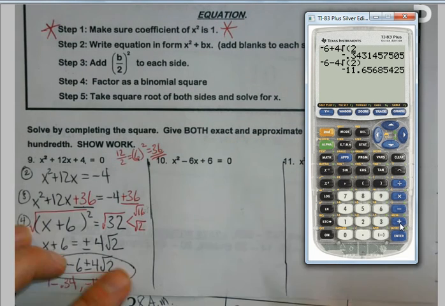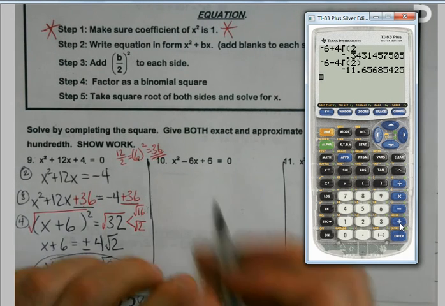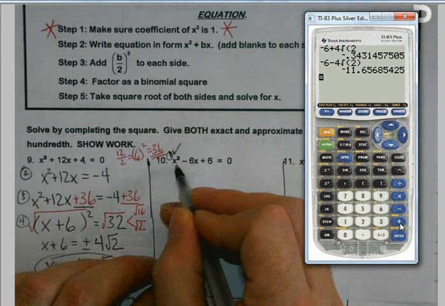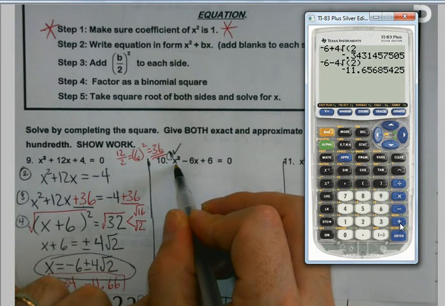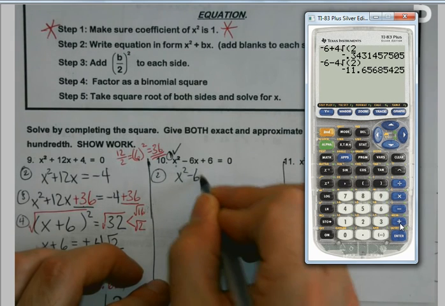And again, I won't force you into doing this for every single one here, because that could get a little tedious. So we'll take a look at 10, and then we'll see how we're feeling here. But the steps are always the same. Make sure it's plain old x squared. Your coefficient is 1. It is. Step 2, isolate your x terms.